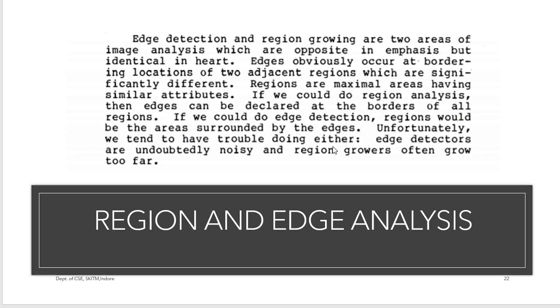Unfortunately, we tend to have trouble doing either. The edge detectors are undoubtedly noisy and the region growers often grow too far. We have to take into consideration the noise in edge detectors, and the region growing should not go too far. We expand this area by region growing, looking for similar types of pixels if they have similar characteristics.